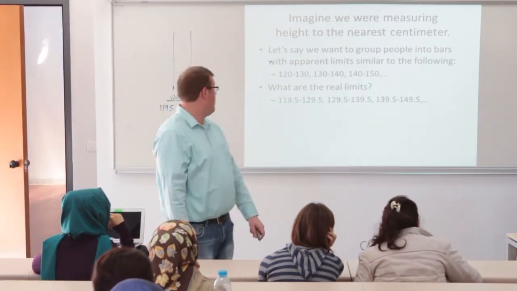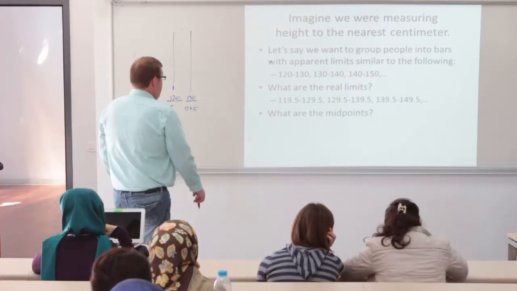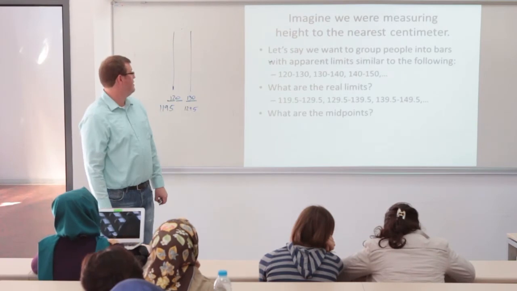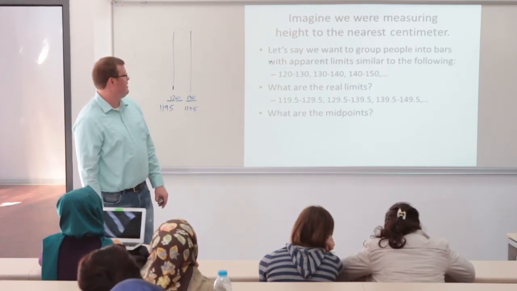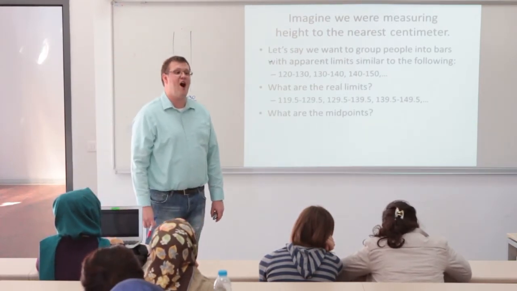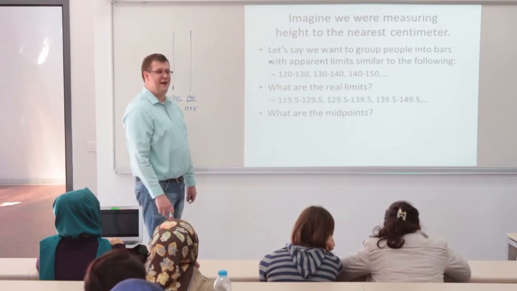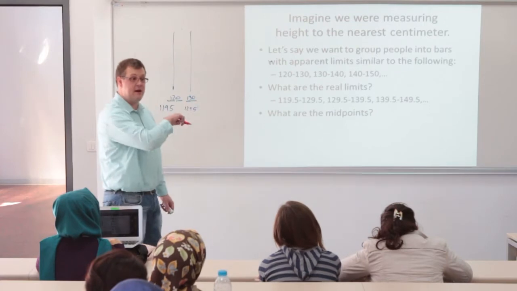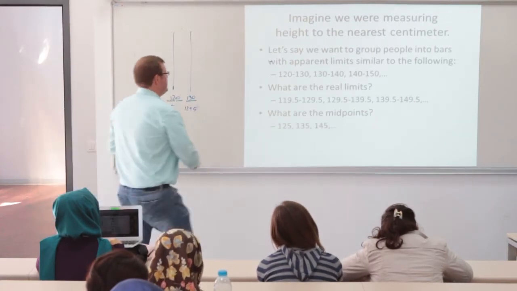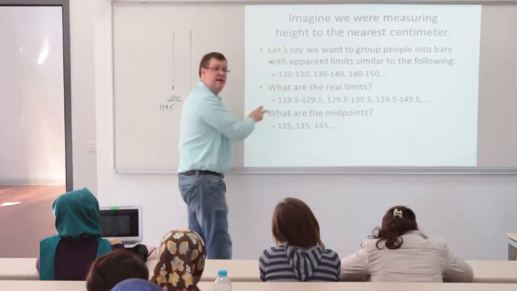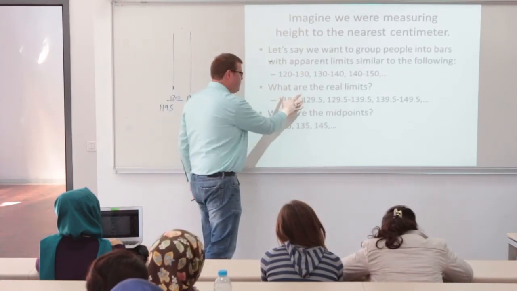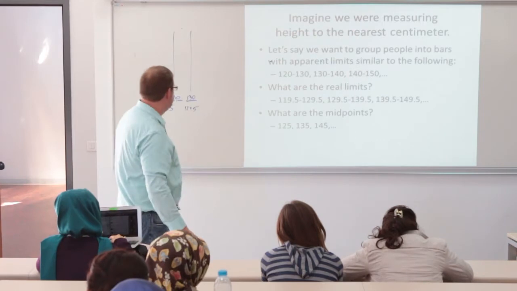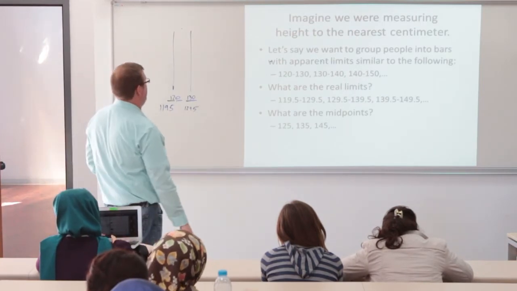Okay? All right. What are the midpoints? 25, 35. Not 25, 35, and 45. 125, 135, and 145. Yeah, that's exactly right. See, Bob, this is what you were thinking about earlier. So the midpoints are just the average of the apparent limits, not the average of the real limits. All right, so we get 125, 135, and 145.